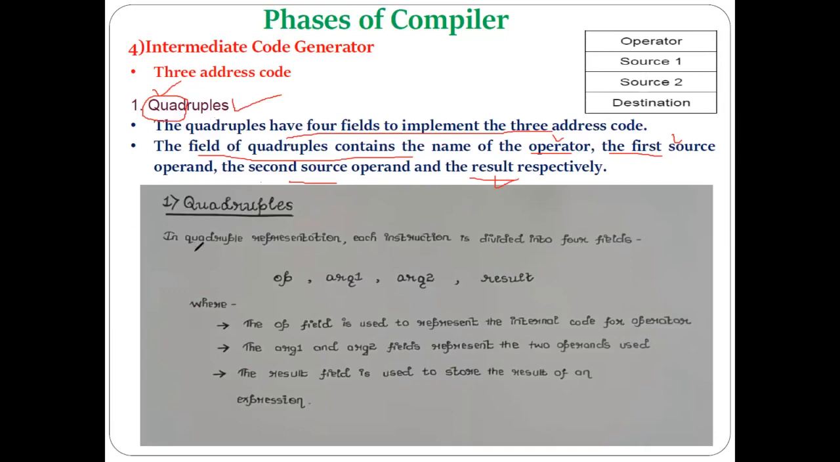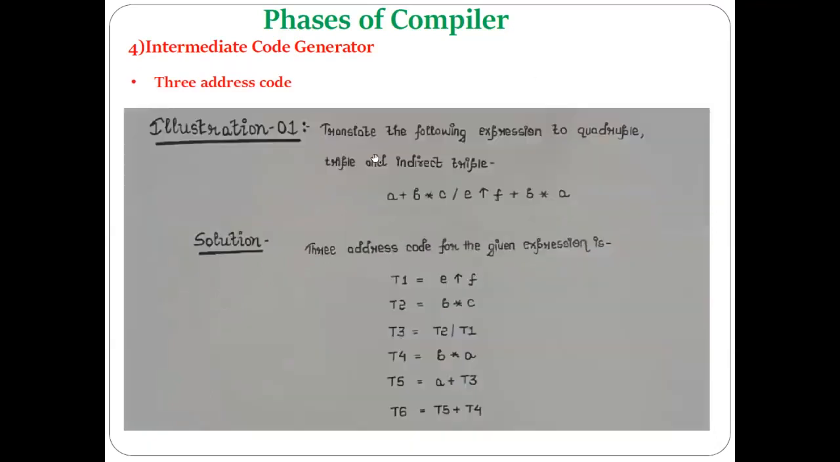Okay. So the same thing I have mentioned here. In quadruple representation, each instruction is divided into four fields. Four fields for what purpose? One field for the operator, two fields for the operands, and one field for the result. Okay. The op field is used to represent the internal node for the operation. That is the operator. The argument one, argument two, or the operand one, operand two fields represent the two operands, and the result field contains the result. That is the fourth field. So why is this representation called a quadruple? Because it contains four fields. Those four fields you can also refer to as the operator, source operand one, source operand two, and the destination as the result field. Okay. So as it contains four fields, that is the reason this representation is called a quadruple.